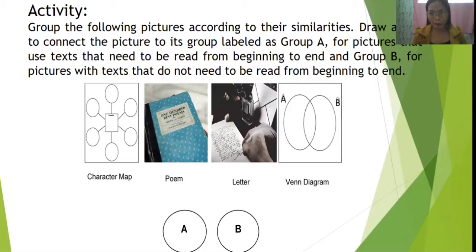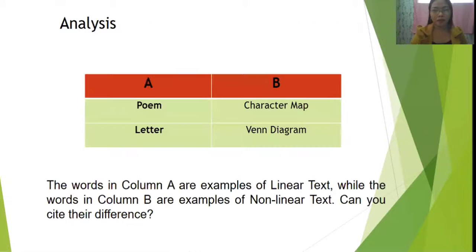Okay, time is up. Are you done? Now, we will check your answers. Since our activity is all about grouping the pictures according to the similarities, therefore, poem and letter belong to the same group, which is group A. And character map and Venn diagram belong to the same group, which is group B. Are your answers correct?